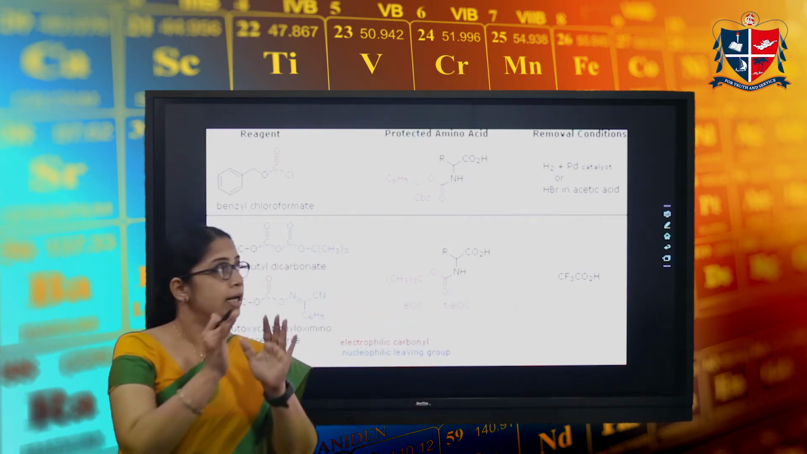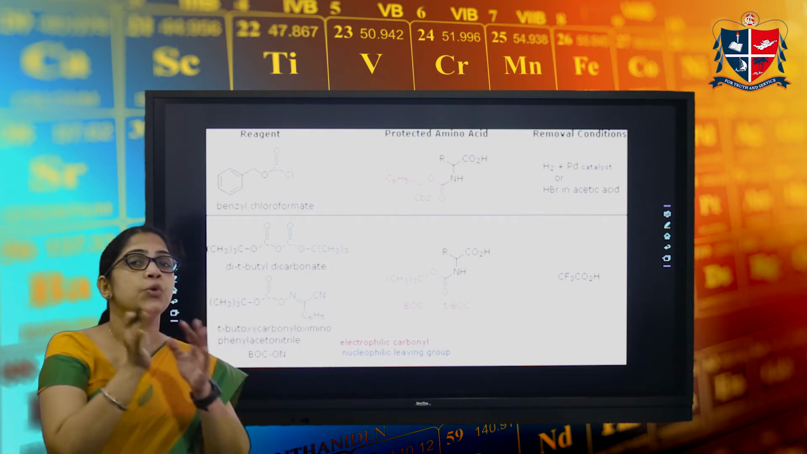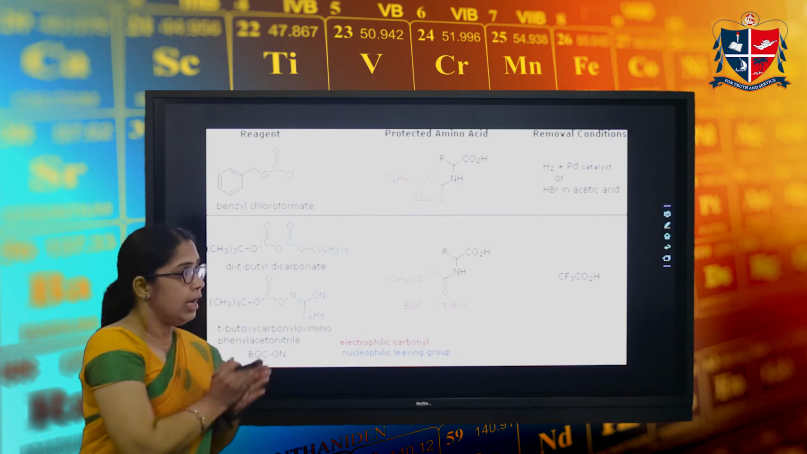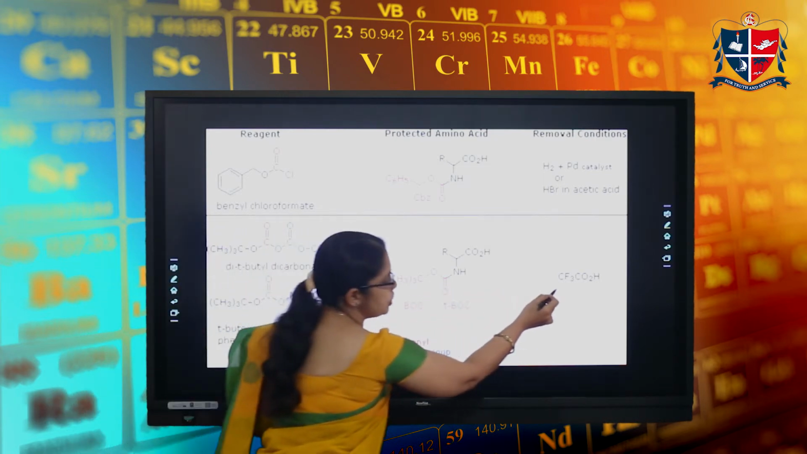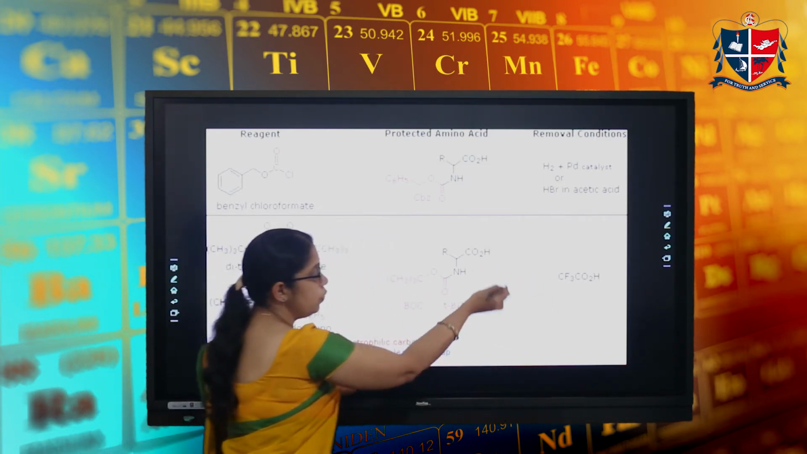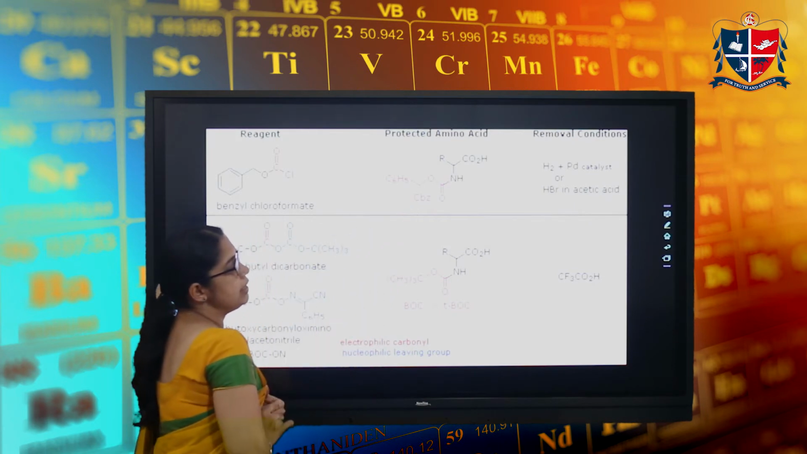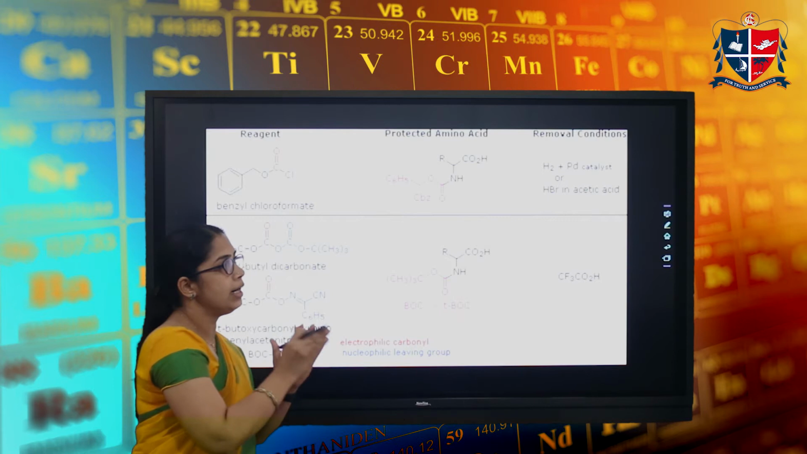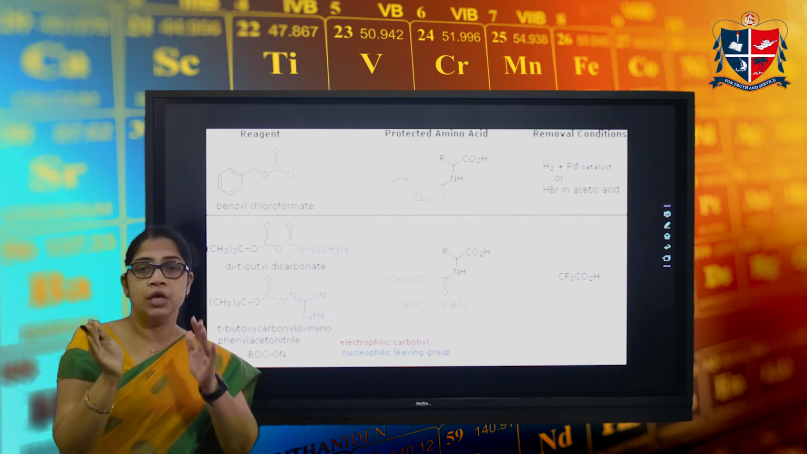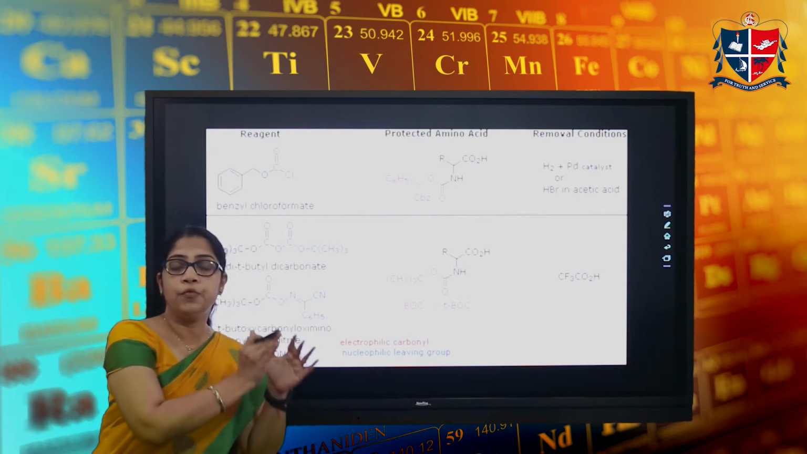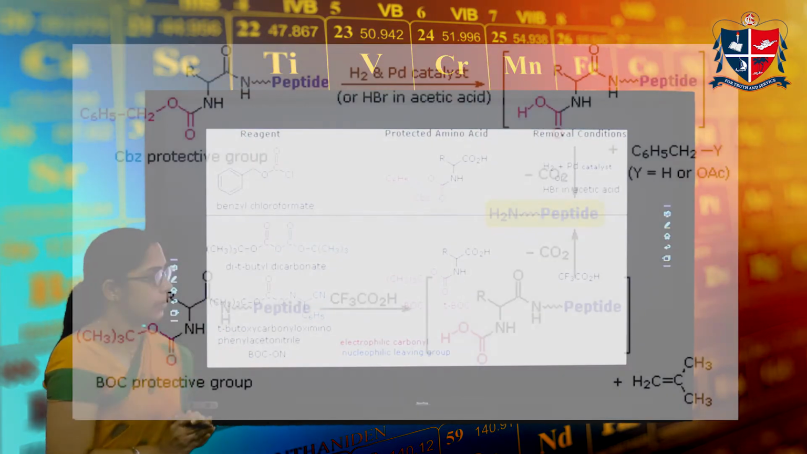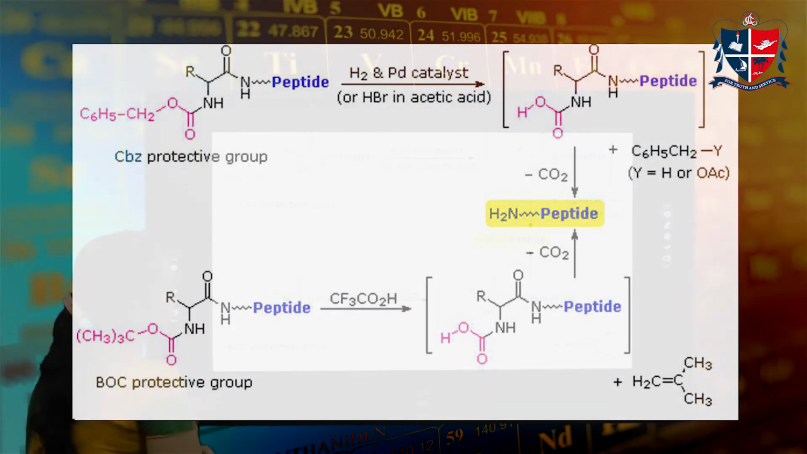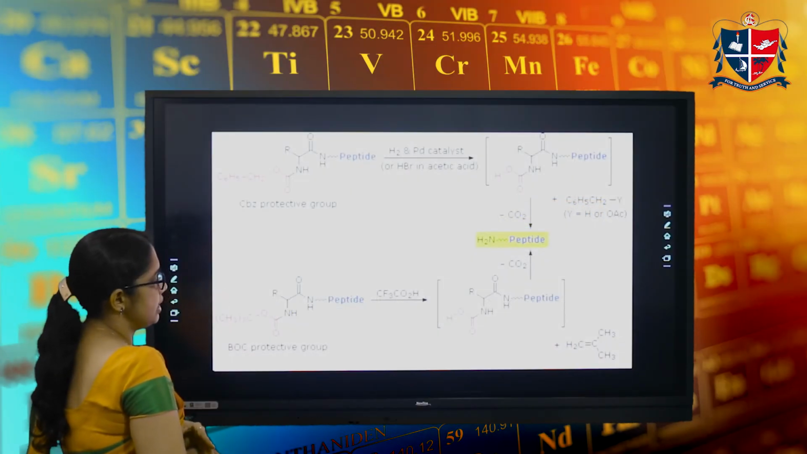That is, this deprotecting reagent is unique for each protecting group, which means that this reagent is not used for removing this protecting group. That is, there are certain reagents which are used for removing certain protecting groups. And this is a scheme showing the deprotection step.